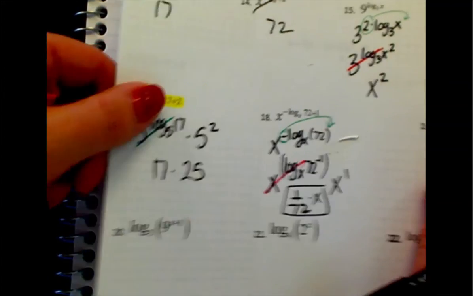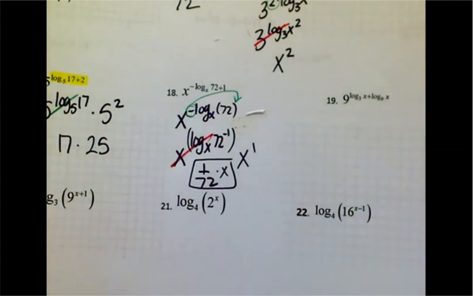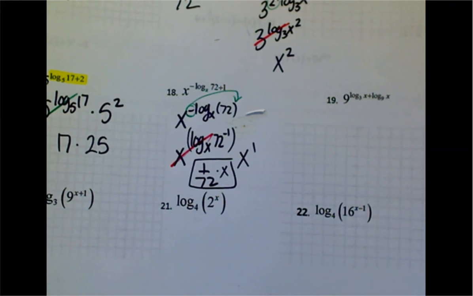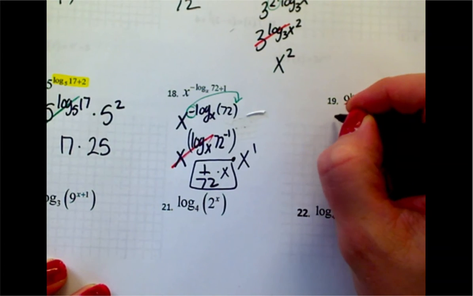Okay, number 19. Wait, how come you don't distribute it to the 1 as well again? I did. It's not x over 72? It is x over 72. Wouldn't that be x to the negative 3? No, look at your grouping symbols. You don't have grouping symbols here. Oh, it's only on the log. Okay. Watch my first step.